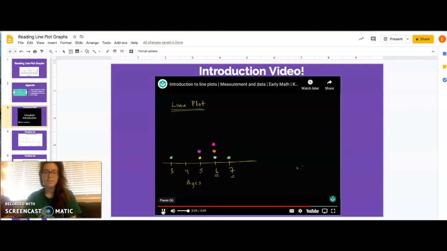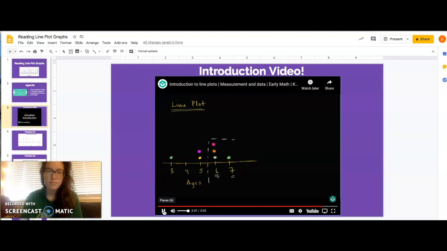Anyone who's 8, 9, 10, 11, and on and on. So let's look at all the dots here that are more than 5 years old. There are 3 6-year-olds and there's 1 7-year-old. So there are 1, 2, 3, 4 people who are older than 5 years old.